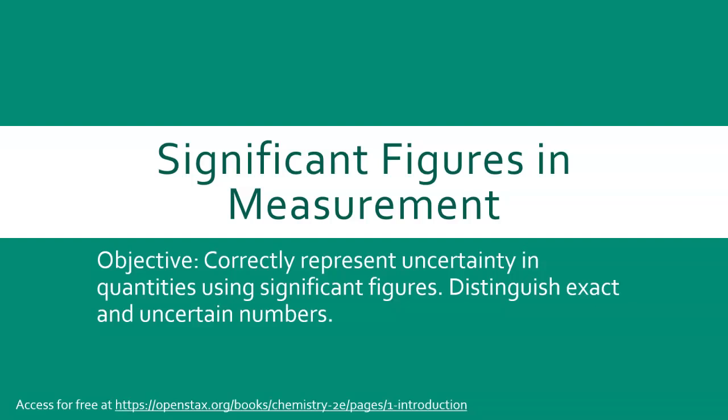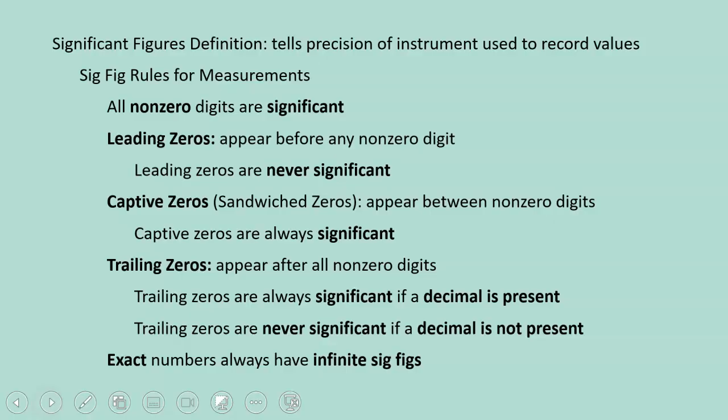In this last video on significant figures in measurement, we're going to focus on looking at numbers and determining how many sig figs are in that number. Here is the list of rules that we looked at in the last video, keeping in mind that you have leading zeros, captive zeros, or trailing zeros, and those will determine whether or not they are significant.